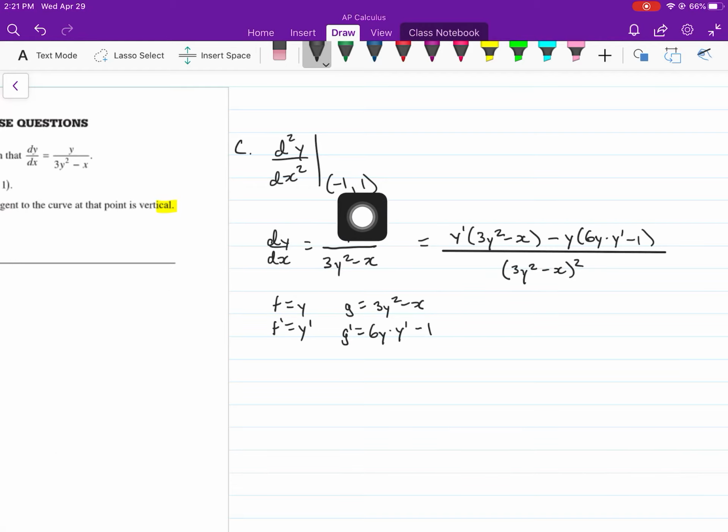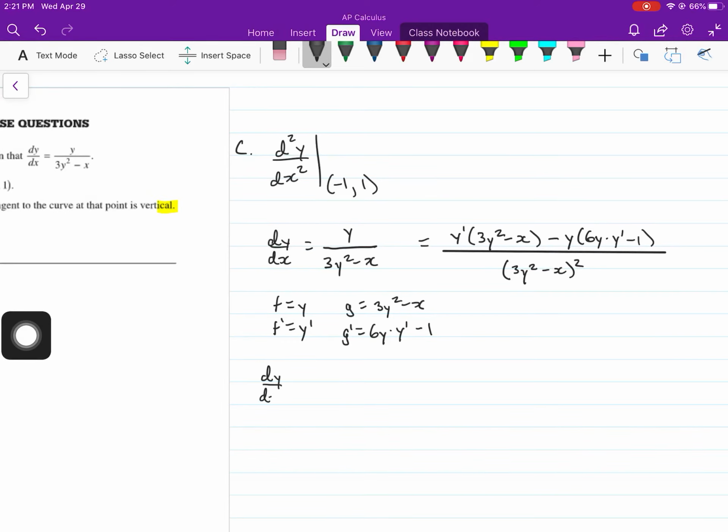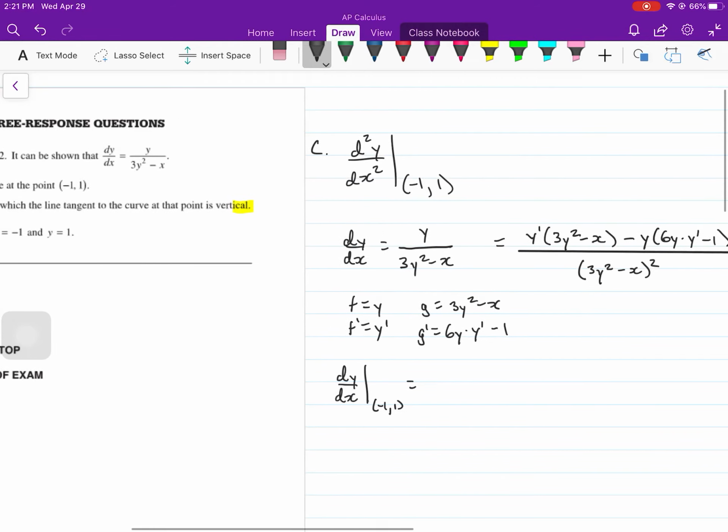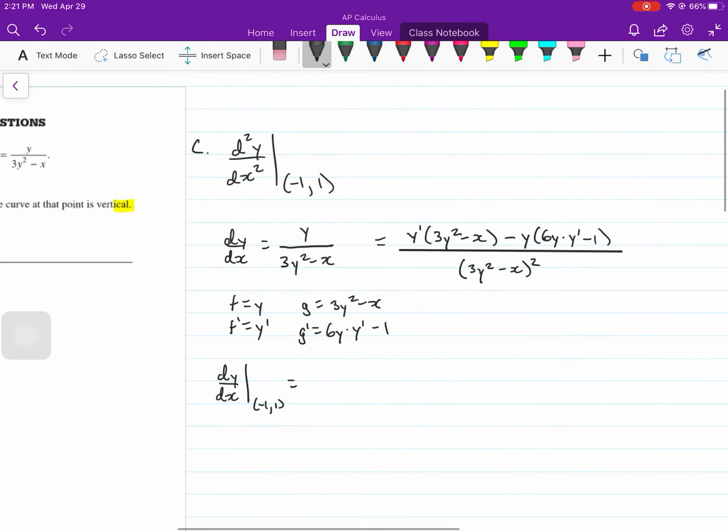Now really we just want to evaluate this at -1, 1. So what is y prime? Well, dy/dx is y prime, right? At -1, 1, evaluate that. And I'm wondering, that's the same one we did earlier, right? So we got 1/4 with that earlier. So that's going to go in for our y prime.